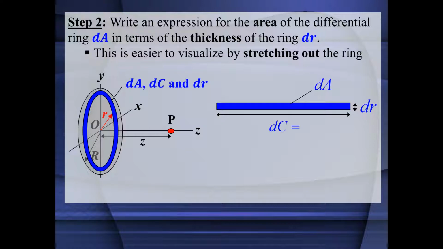And I can write dC in terms of r. So the circumference of a circle is 2 pi times r. Therefore, we can write down dC as being 2 times pi times r, where r is just the radius of the ring. Therefore, if we calculate dA, the area of that rectangle will be length times width, you'd have 2 times pi times r times dr. The length is 2 pi r, and the width would be the infinitely small thickness dr, and that's my area equation. dA equals 2 pi r dr.